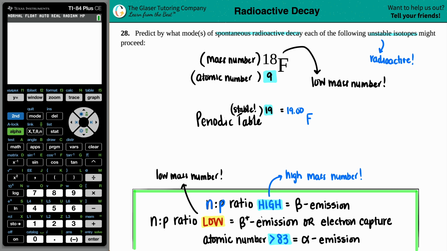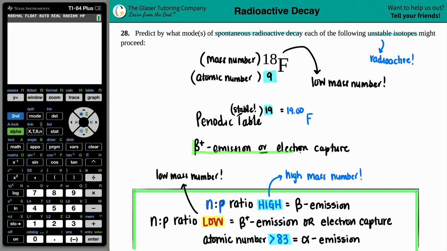In order to do that, you can go either of two methods. We can go positron emission, which is the beta plus, or we can take in an electron, electron capture. Either way would be the correct answer.